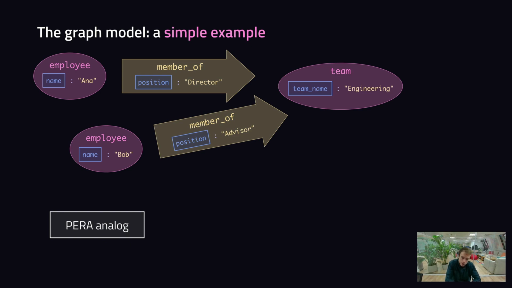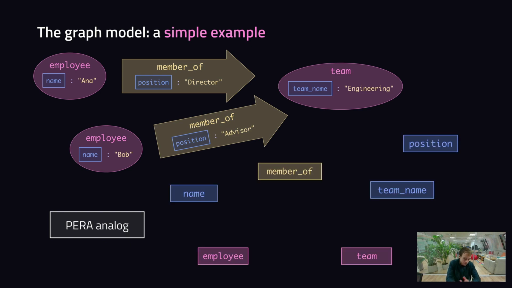So just as in the relational case, it's pretty straightforward to extract the types here. So we have, just as before, employees, teams, names, team names, and a member of label for edges. Now we also have one more additional concept. We have the concept of positions.